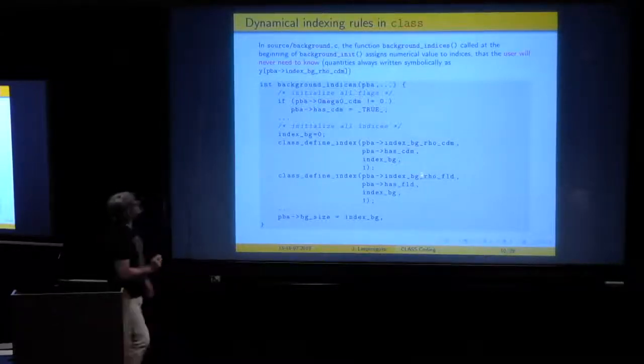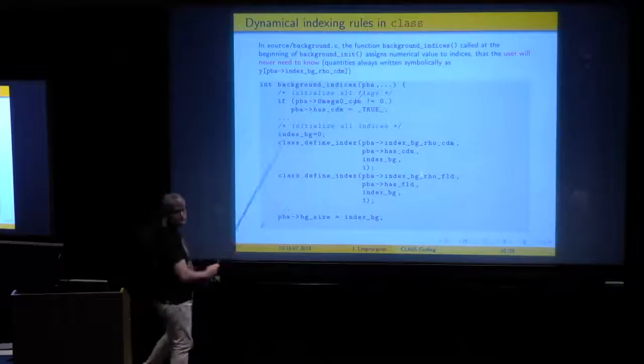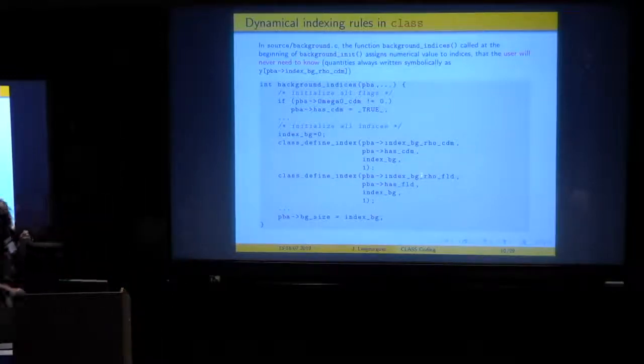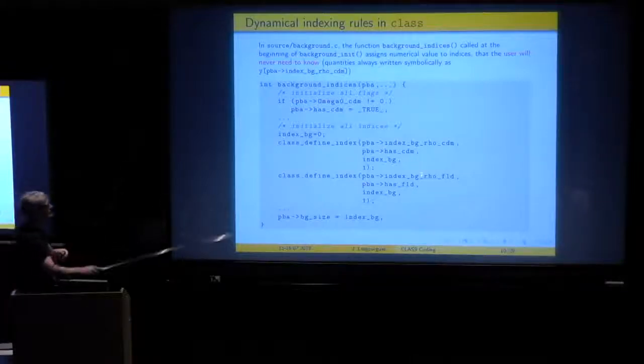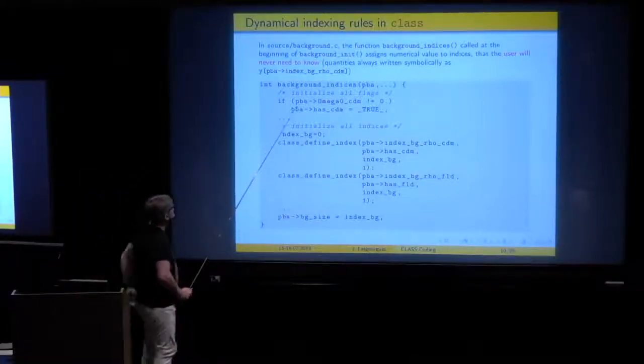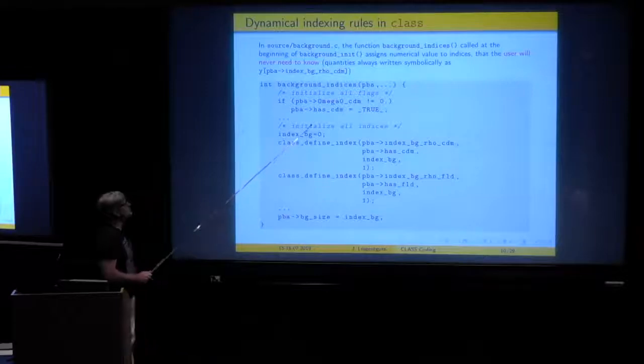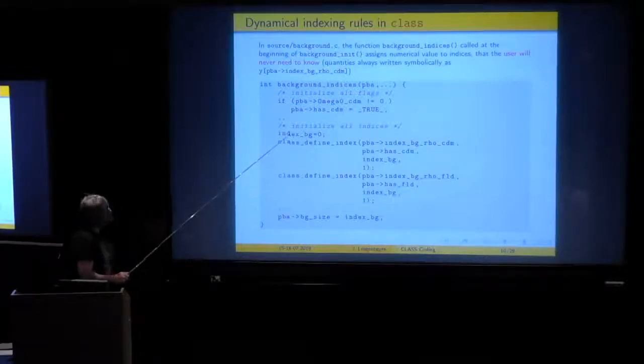Okay, so in background.c, you find an example of how all the indices are allocated dynamically. It's important to understand this because a big percentage of CLASS consists of this kind of declarations. So first, we have a region which decides which physics is relevant or non-relevant for this run.